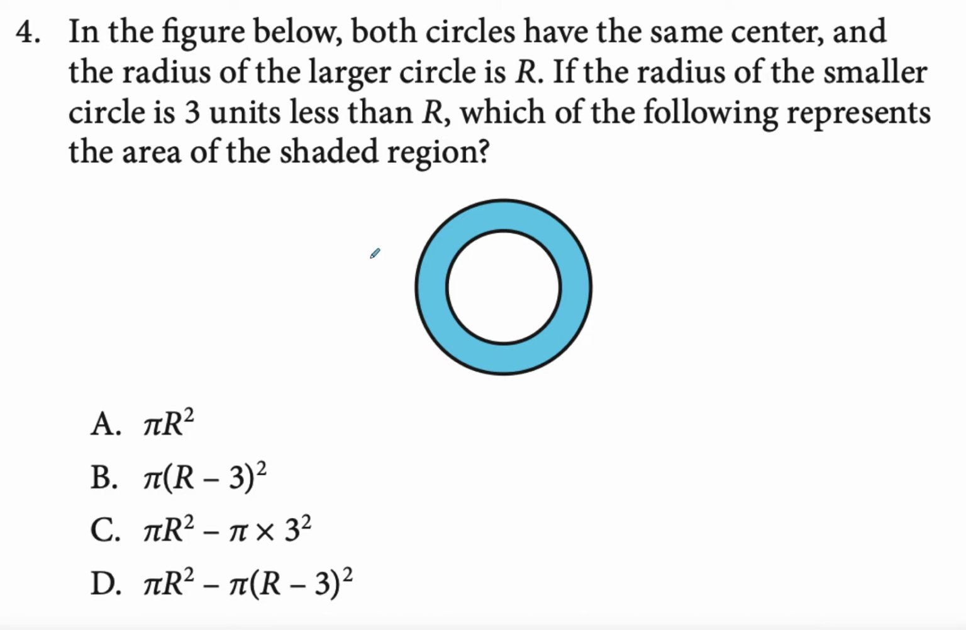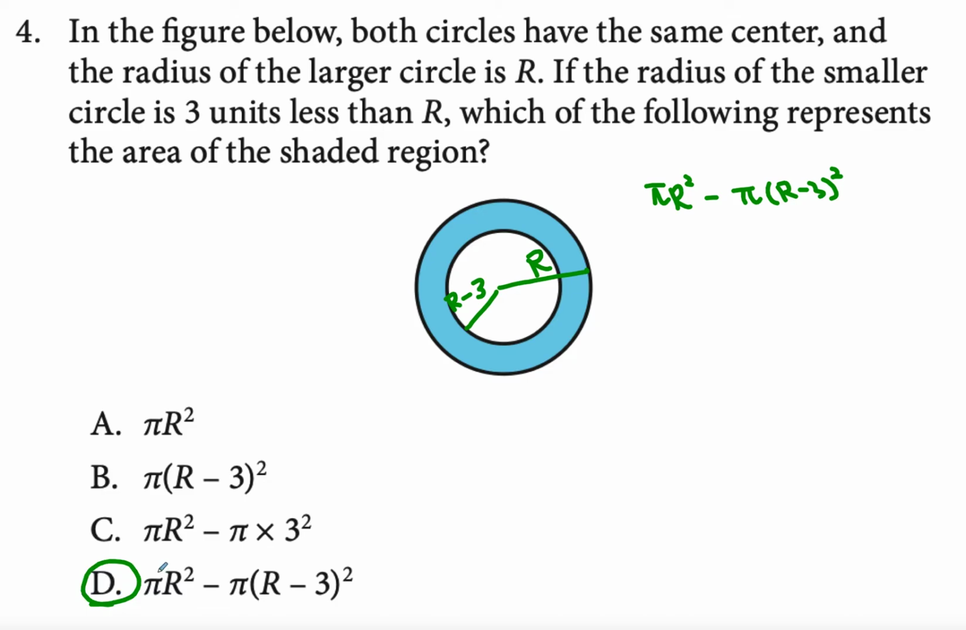Number 4. In the figure below, both circles have the same center, and the radius of the larger circle is R. So from here, I'm going to assume that that's equal to capital R, and then the radius of the smaller circle is 3 units less than R. So then this one becomes 3 units less, capital R minus 3. Which of the following represents the area of the shaded region? In order for us to find the area of the shaded region, we got to do outer circle minus inner circle. So we get pi R squared minus pi (R minus 3) squared. Oh, we have that already, which is choice D.